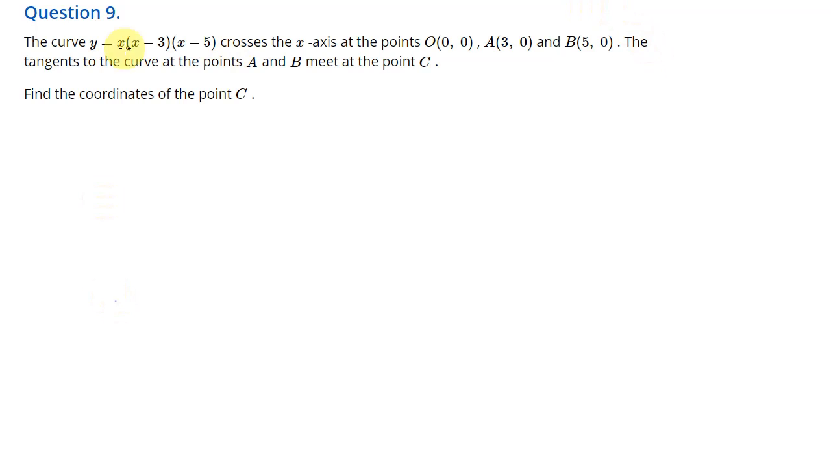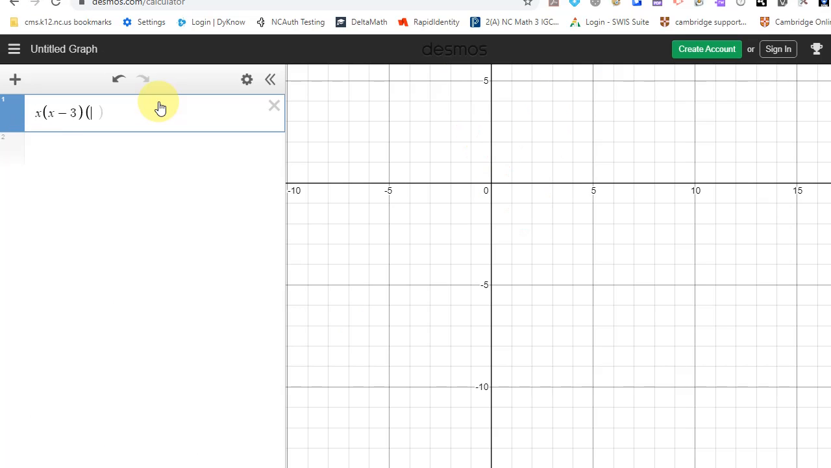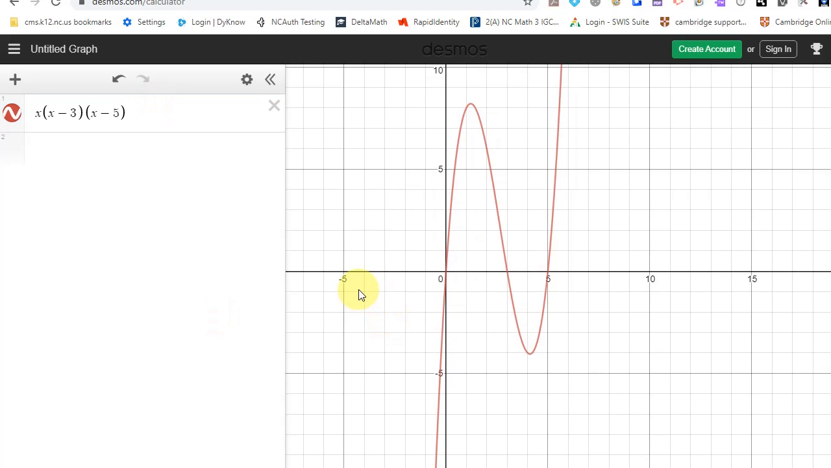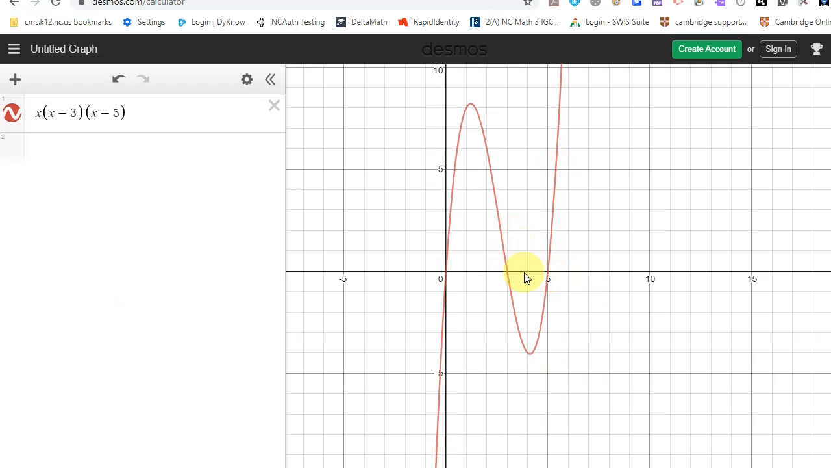Okay, in problem number 9, we've got this curve and it crosses the x-axis at the points (0, 0), (5, 0), and (3, 0). So let's take a look at this and kind of visualize what's going on. You see how it's going to hit the points, like they say, A and B. They say they have two tangent lines at this point and at that point, and they intersect. And you can see how that's going to happen.